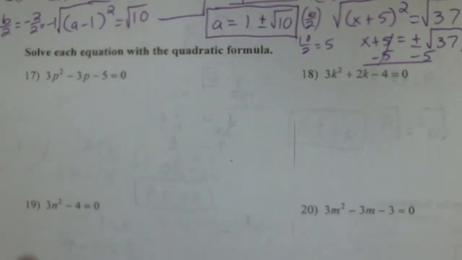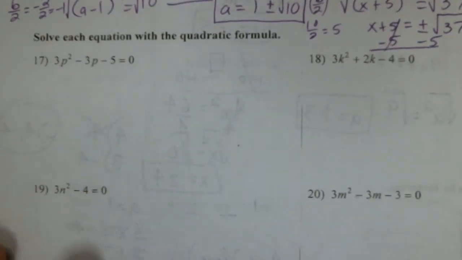These next 4 are asking you to use the quadratic formula. Quadratic formula is -b plus or minus the square root of b squared minus 4ac, all over 2a.